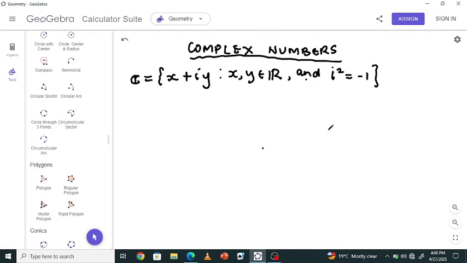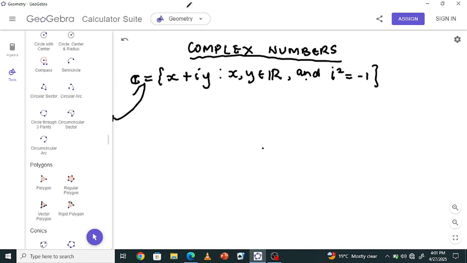Hello and welcome. Today we want to go through complex numbers. It's the introductory part, but we have a main course which is called complex analysis. Today we want to introduce complex numbers.